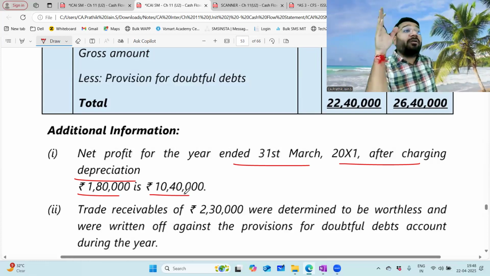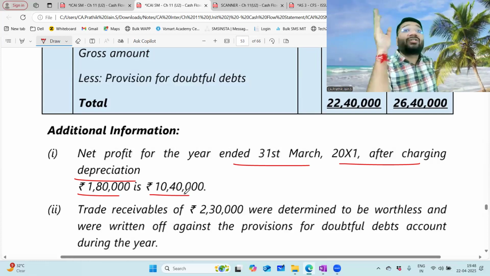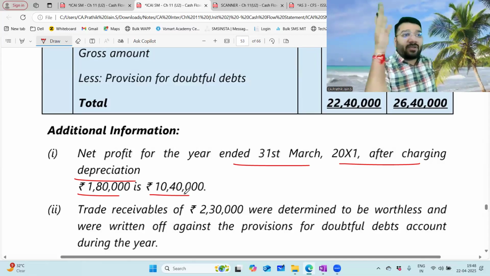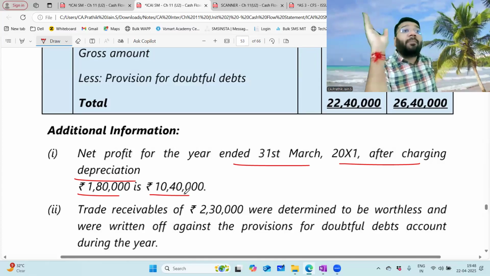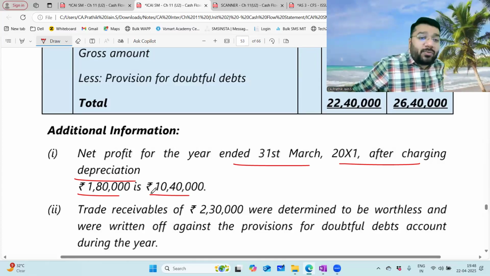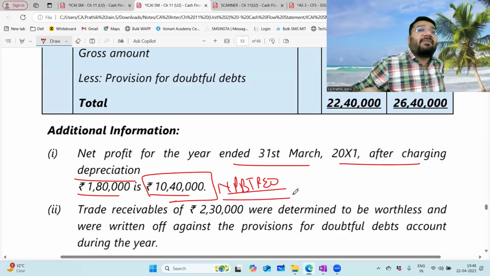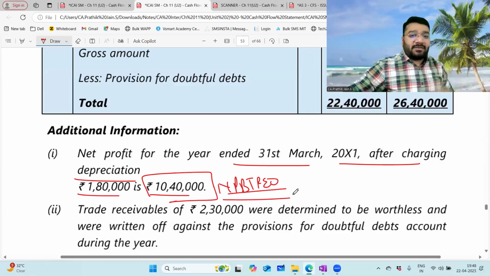Net profit before tax and extraordinary item. They didn't say net profit is after tax and appropriation items. So here this 1040 is what? Net profit before tax and extraordinary item, directly given. Such an easy question. Why are you taking stress?